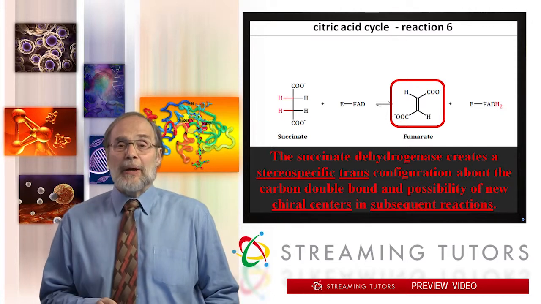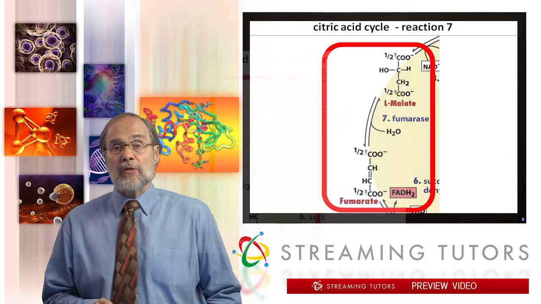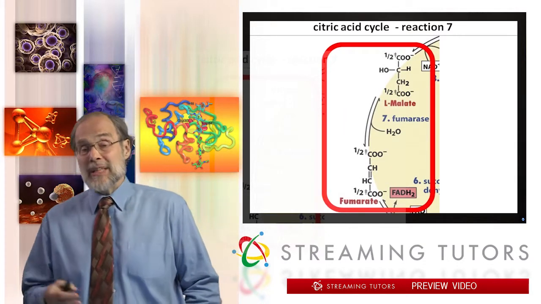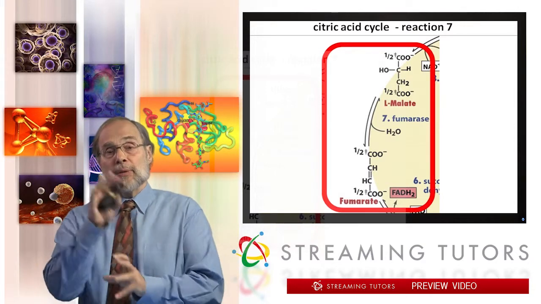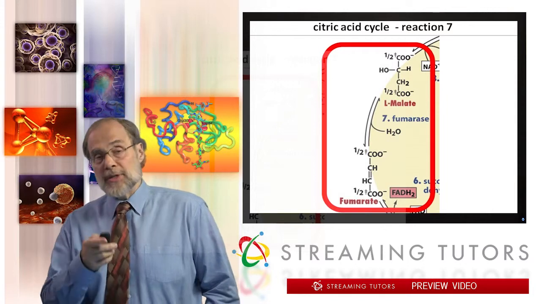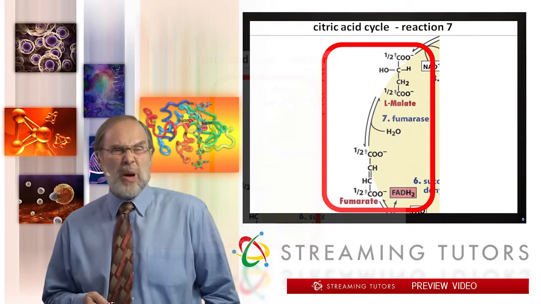Reaction 7 in the cycle. So we just looked at succinate dehydrogenase. We're now looking at the fumarase reaction. And fumarase, or fumarate hydratase as it's sometimes called, introduces a water molecule essentially rearranging across this double bond, to create a malate in preparation for the next reaction.